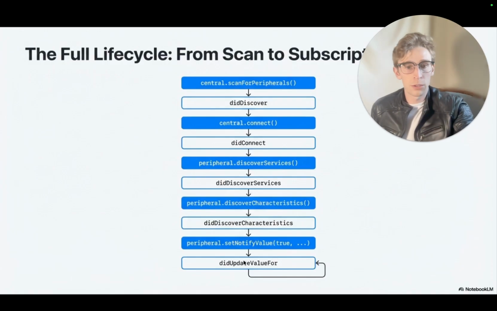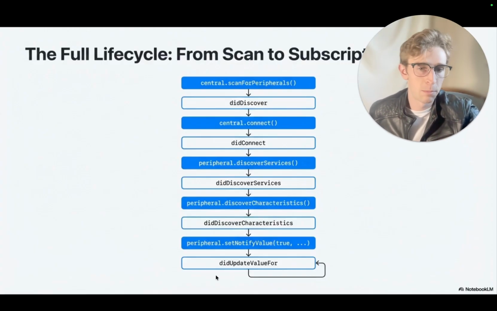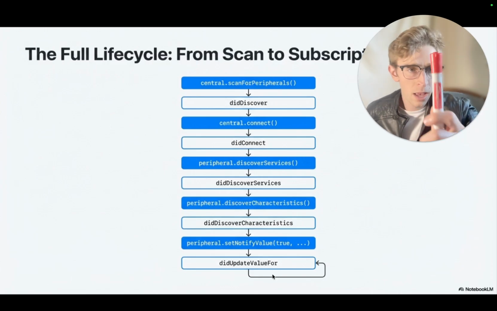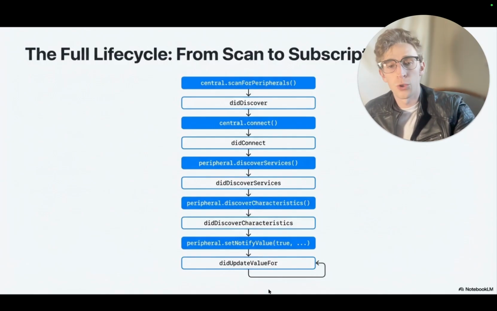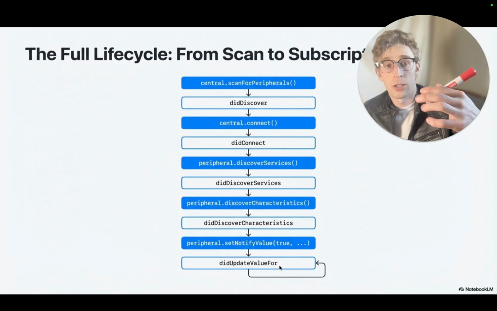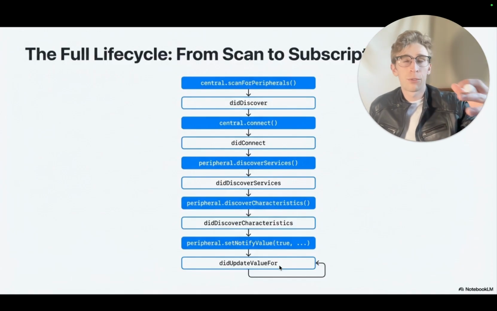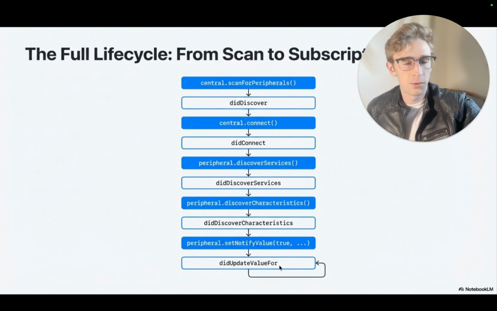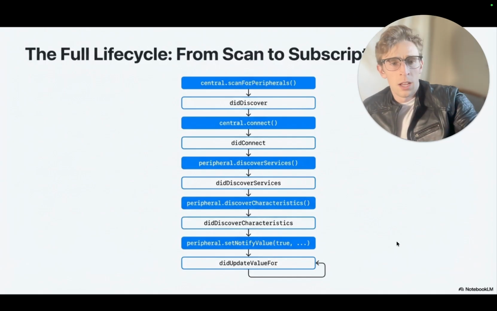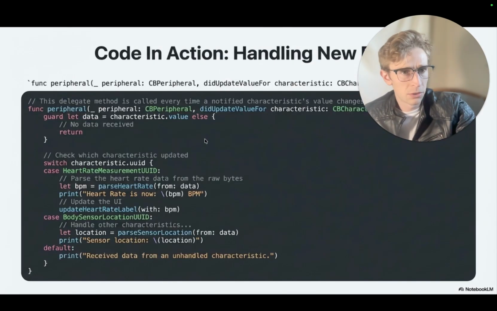didUpdateValueFor. And so anytime you subscribe to a value, that's just this last part, didUpdateValueFor, whenever that value changes on your peripheral, it's going to give you that information, and that callback is going to happen. And then you can extract that information from your function, store it in your object, display it to the user, all that kind of stuff. Anyway, onward. So that's essentially the full life cycle. That's what you're going to be doing.